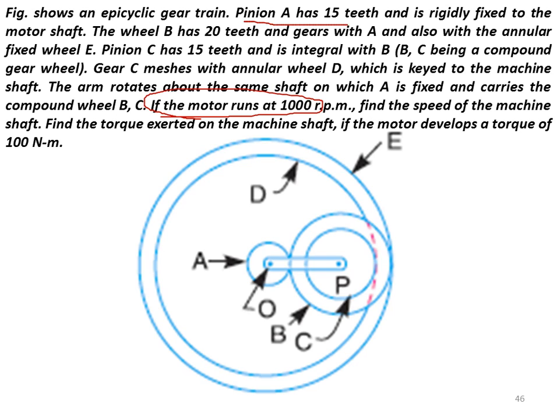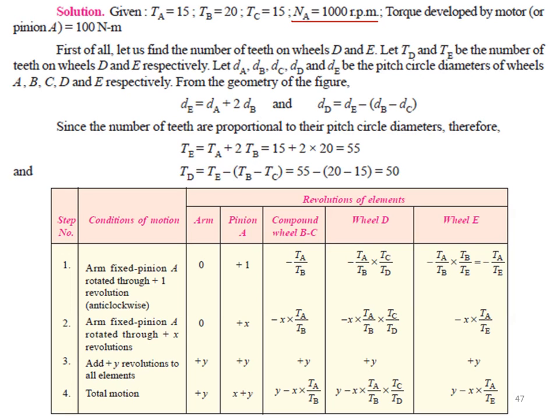So you have to read the question correctly. See, pinion A has 15 teeth and is rigidly fixed to the motor shaft. Here only the first sentence they have given. So we should understand which is given there. So this is nothing but for this one A. So NA is given as 1000 rpm and the numbers of teeth are given. TA is given as 15, TB is given as 20, TC is given as 15. Then the torque given by the motor, that is for pinion A, is 100 Newton meters.